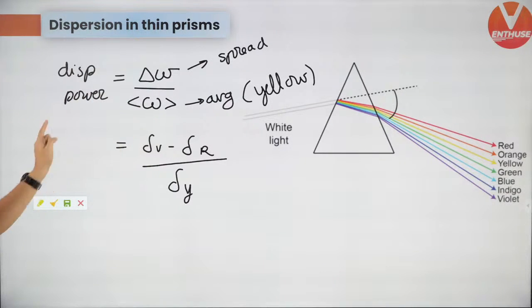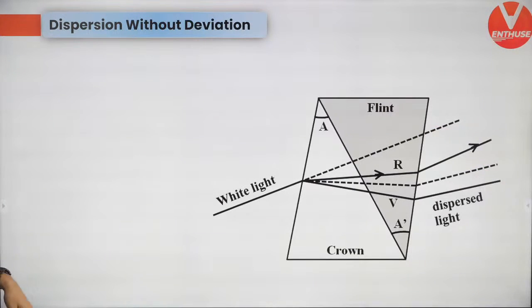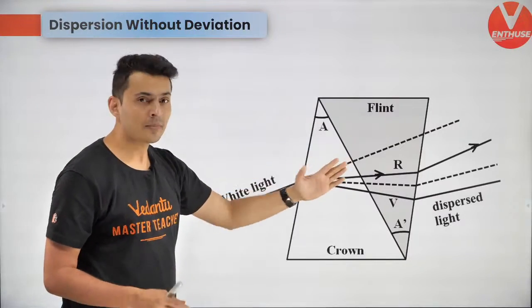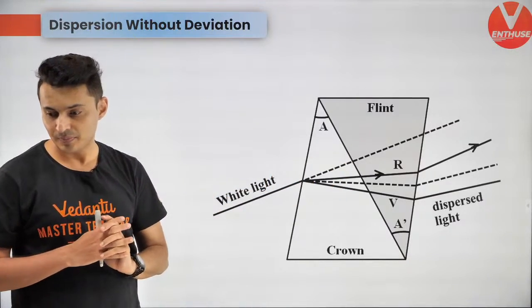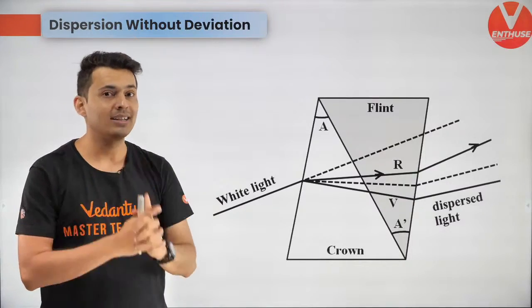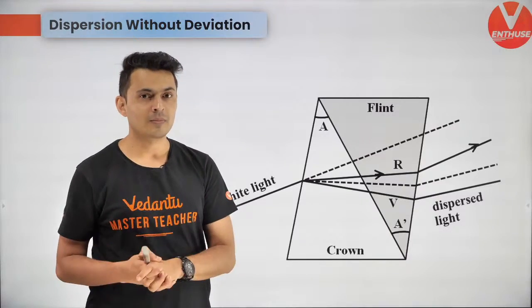Okay, so this is the formula for the dispersive power. Okay, let's get going to some questions. And before that, let me also conclude with the theory. There are two kinds of arrangements. One is deviation without dispersion and the other is dispersion without deviation.